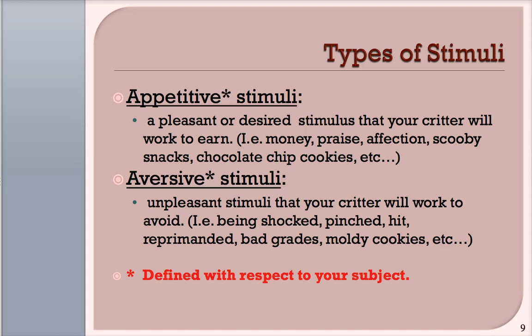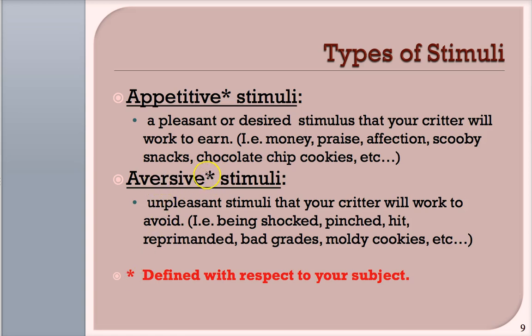But notice this little asterisk. That asterisk means that a stimulus is deemed appetitive by the individual receiving it. So you might look at a chocolate chip cookie and go, ooh, that's great. But if your roommate is, say, allergic to chocolate, then maybe she's not going to see those chocolate chip cookies the same way that you do.